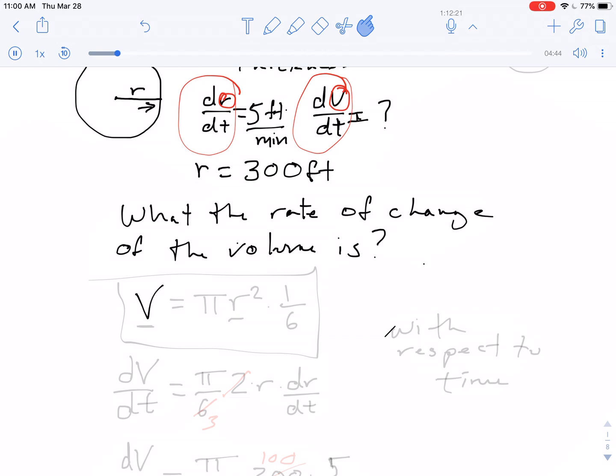Our volume formula for this circle, right? For this, actually a cylinder, not a circle, because it is a cylinder with a thickness of 1/6 of a foot. So what we do is we take the area of the circle, so that would be pi r squared, and we're going to multiply it by the height, which we know to be a constant thickness of 1/6 in this case. That is not a variable. That is not changing. But r is changing with respect to time, and v is changing with respect to time.